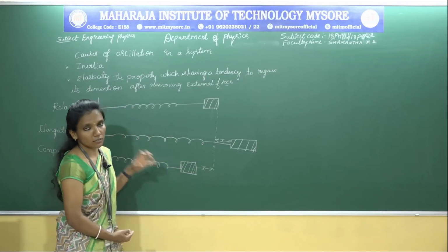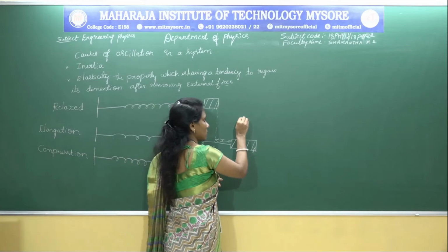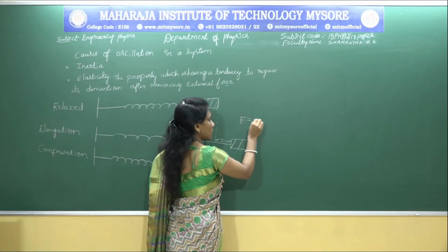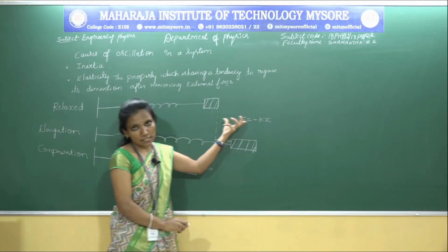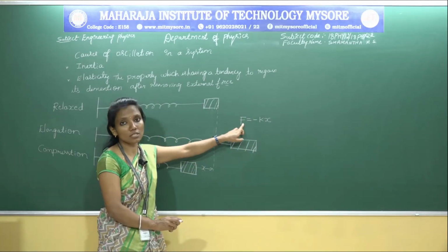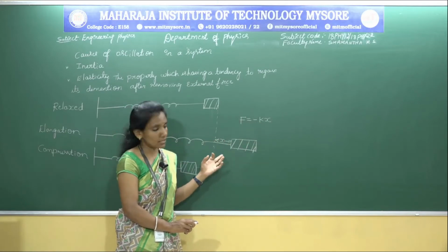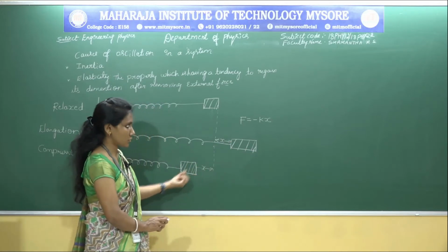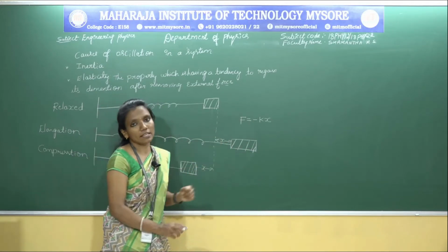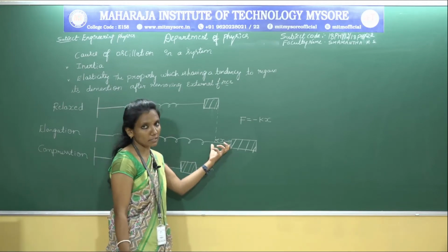So mainly the force which is acting here is the restoring force, F is equal to minus kx. The negative sign indicates that the restoring force acts opposite to the motion of the body, both due to elongation and due to compression. Here k is the proportionality constant and x is the displacement.